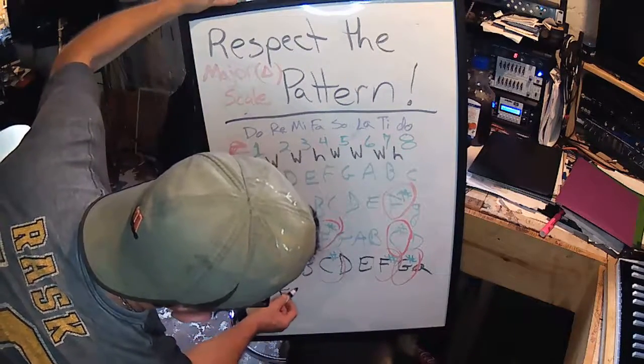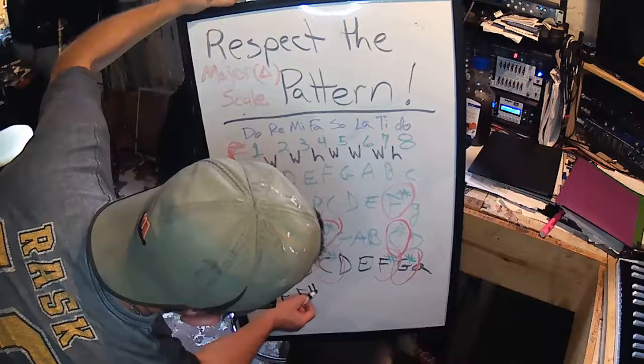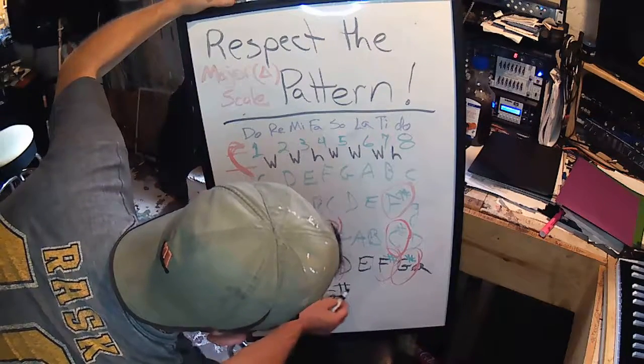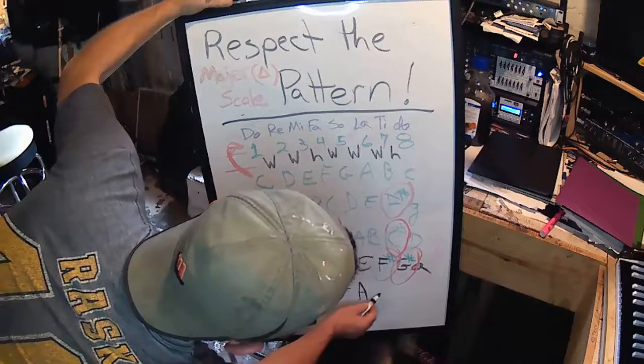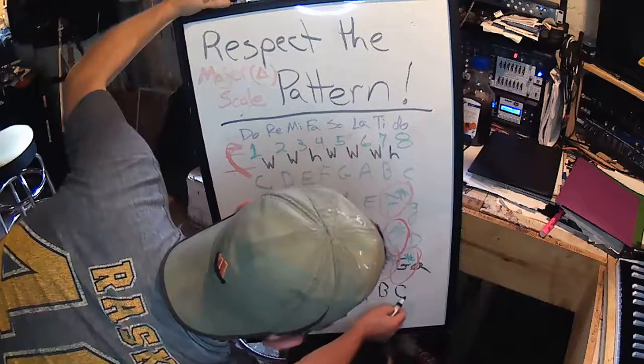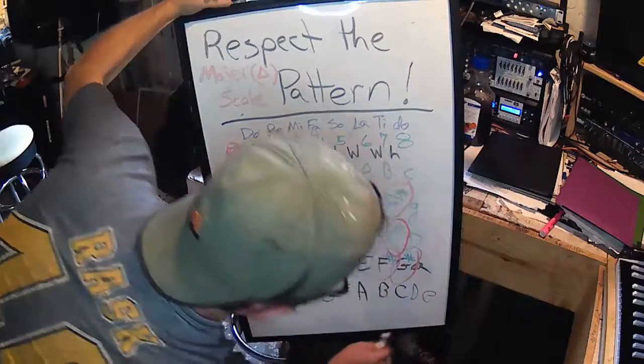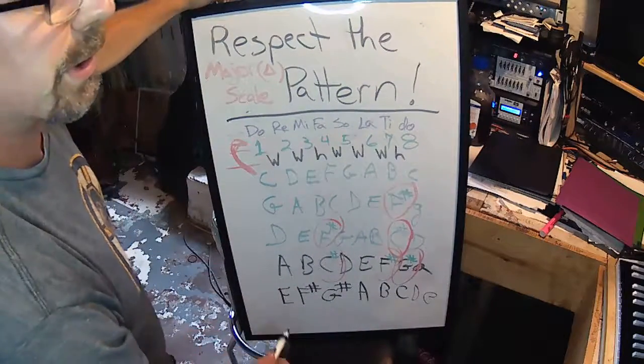E. Now we already had F sharp, so I'm going to keep that. We had G sharp, I'm going to keep that. A, B, C. Oh, I'm getting ahead of myself here. D and back to E. We'll keep track of this one.